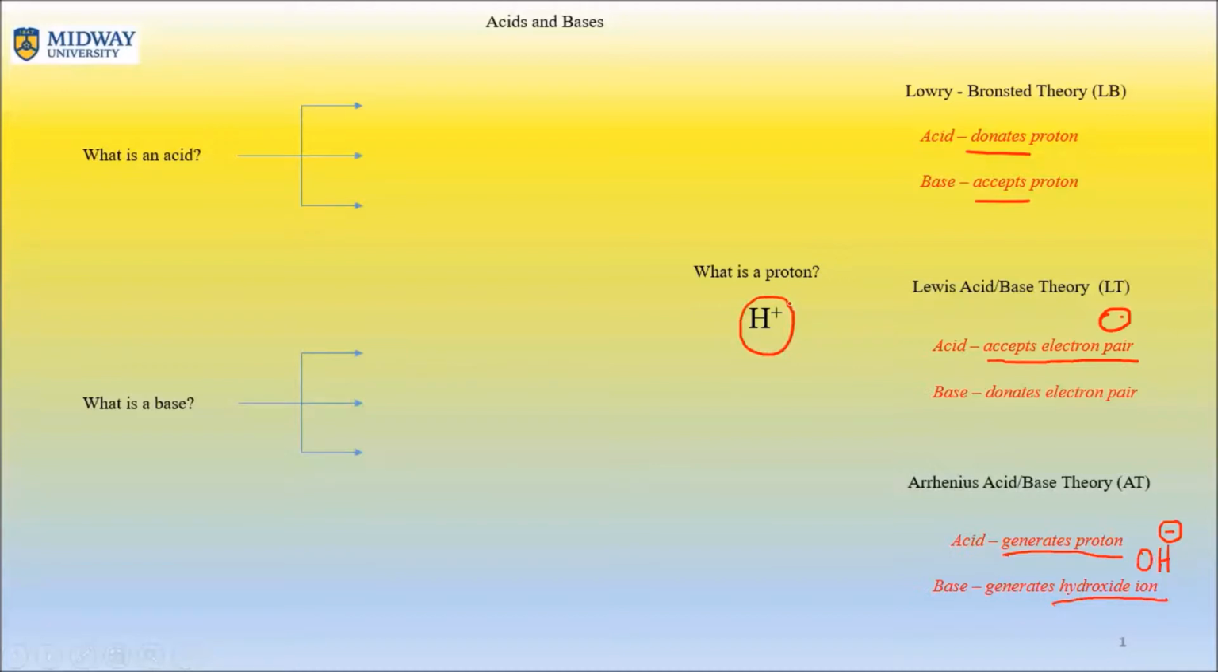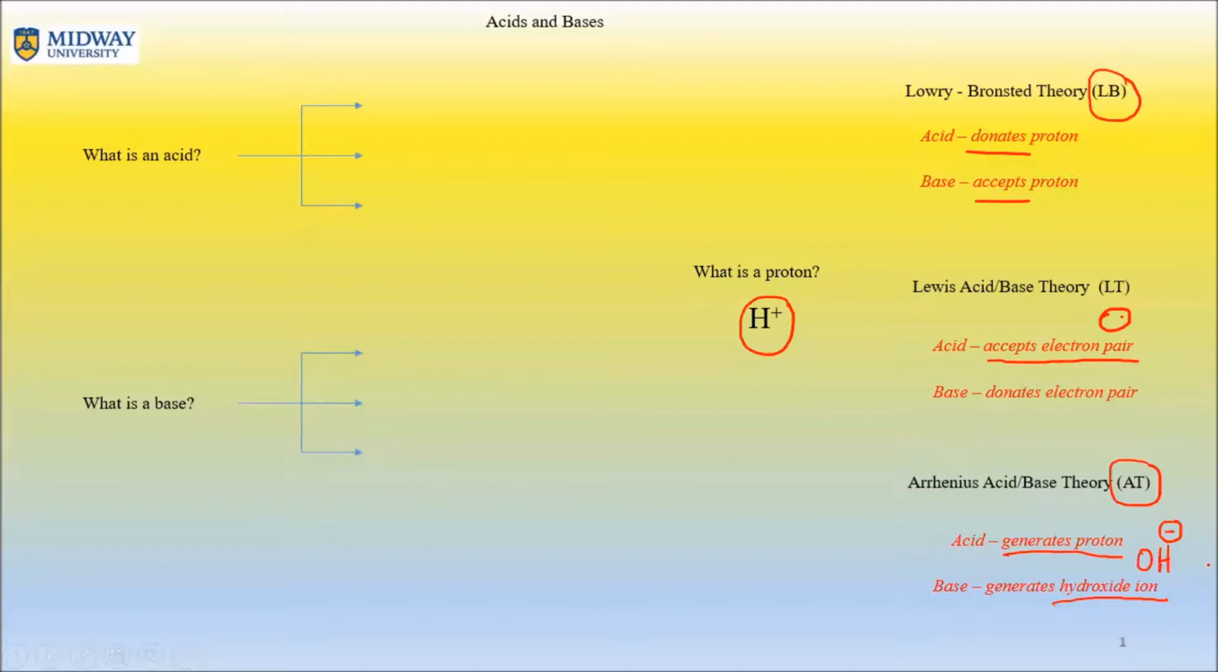It's just that simple. So whether we look at Lowry-Bronsted theory, which we're going to spend a considerable amount of time on, or we start off with Arrhenius acid-base theory, we have to understand the purpose of a proton, which is H+. But since we're going to start off with Arrhenius acid-base theory, we also need to understand the purpose of OH-.